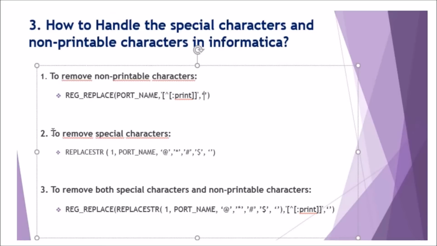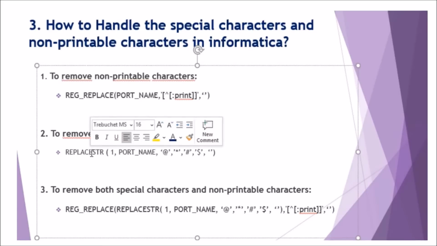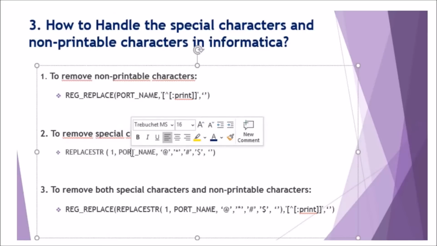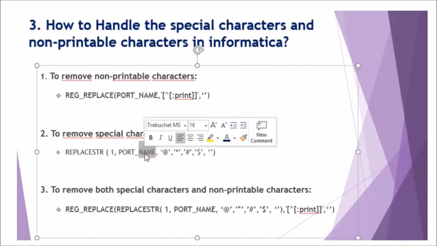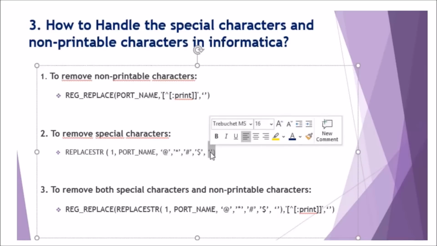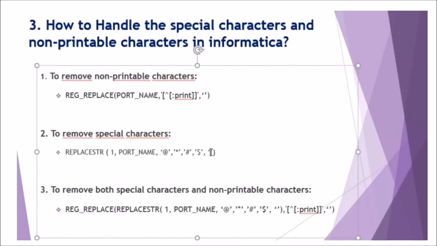And the second one is to remove special characters. We have the REPLACESTR function in Informatica. This is also one of the inbuilt functions in Informatica. First, in the second attribute we have to pass the port name. This is nothing but the column in which we want to remove the special characters. And in the third attribute, whatever special characters we want to replace, we have to pass those here. I'm just replacing with the empty string again. So if you want to replace with any other characters, we can pass them here in the fourth attribute.